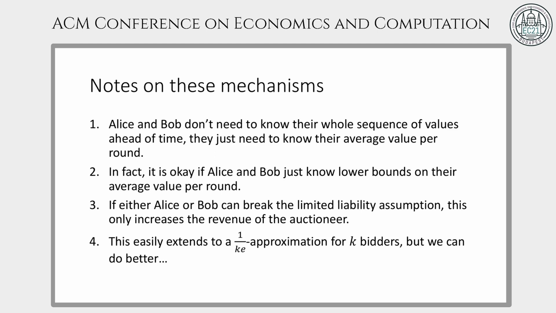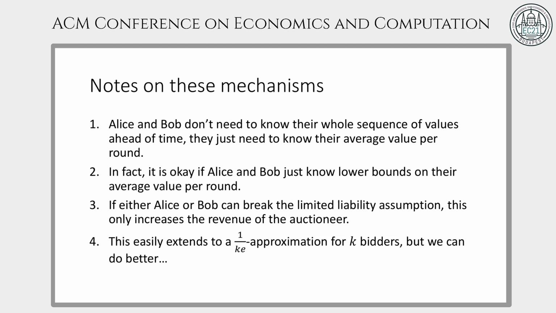So before we continue, I want to present some notes on the mechanism I just described, which will hopefully convince you that this mechanism is actually a bit more robust than it might seem at first. So the first thing I want to talk about is what exactly Alice and Bob know about their sequence of values. So in general, in the prior-free setting, we assume that Alice knows her full trajectory of values, in other words, all the values A sub t, and we assume that Bob knows all his values, all the values B sub t.